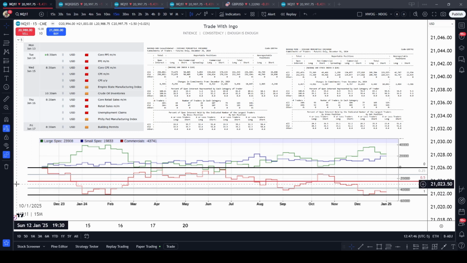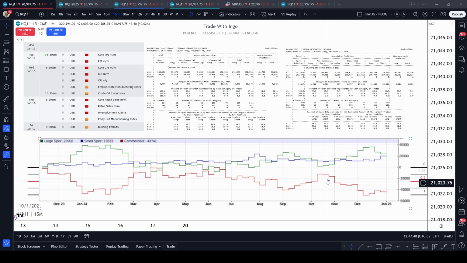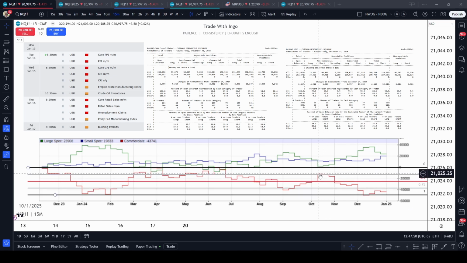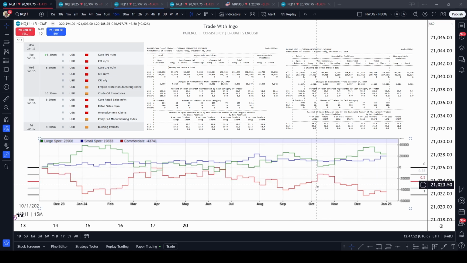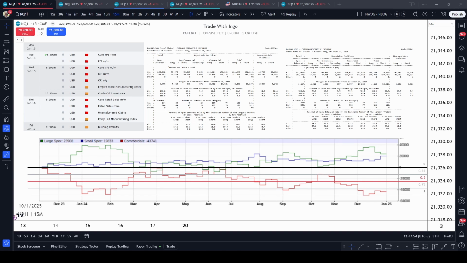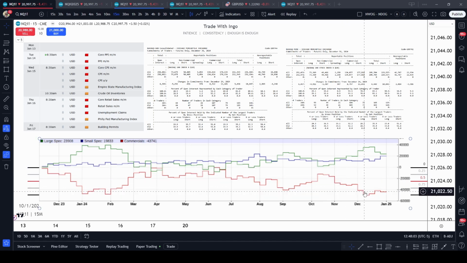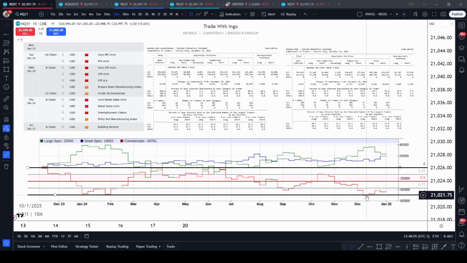And as you can see, commercials were heavily long in October, and in November and December we had some rally upwards price action going into the end of the year, and currently they are covering their long positions, taking profits, or maybe even hedging. So currently net short.